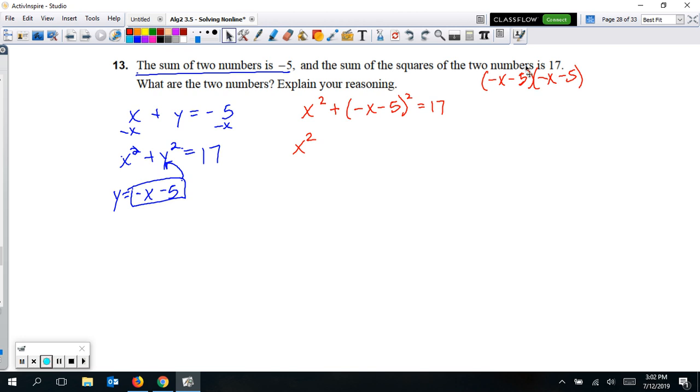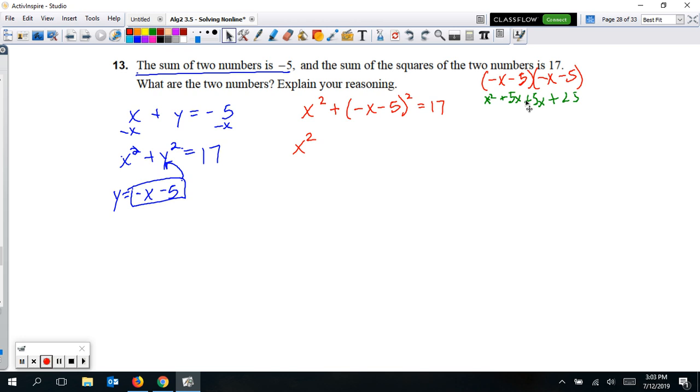So -x times -x would be x squared. The outside would be a positive 5x. The inside would also be a positive 5x. And your last ones, -5 times -5 would be positive 25. These two middle ones you can combine and get 10x out of that.